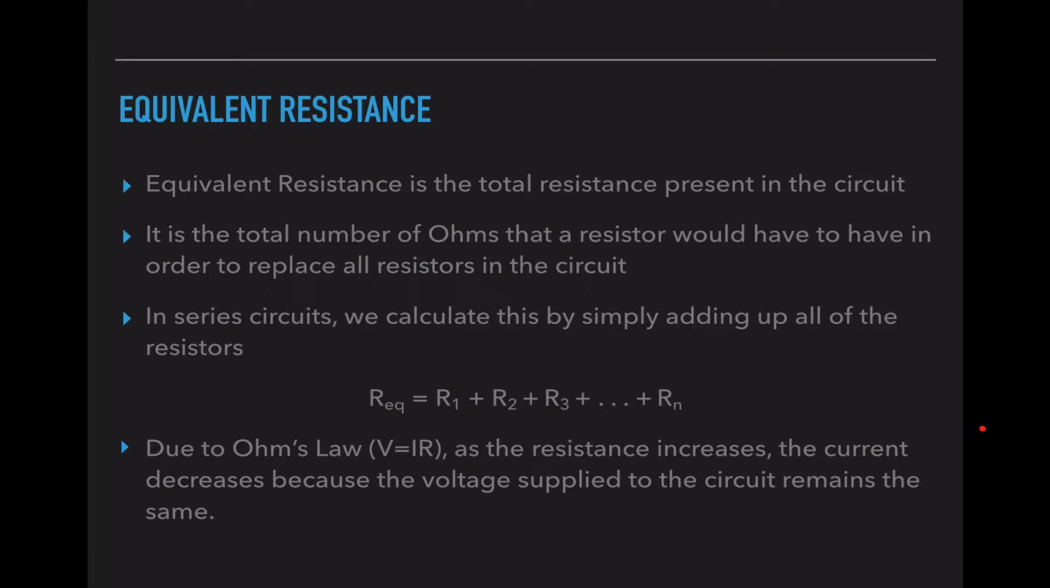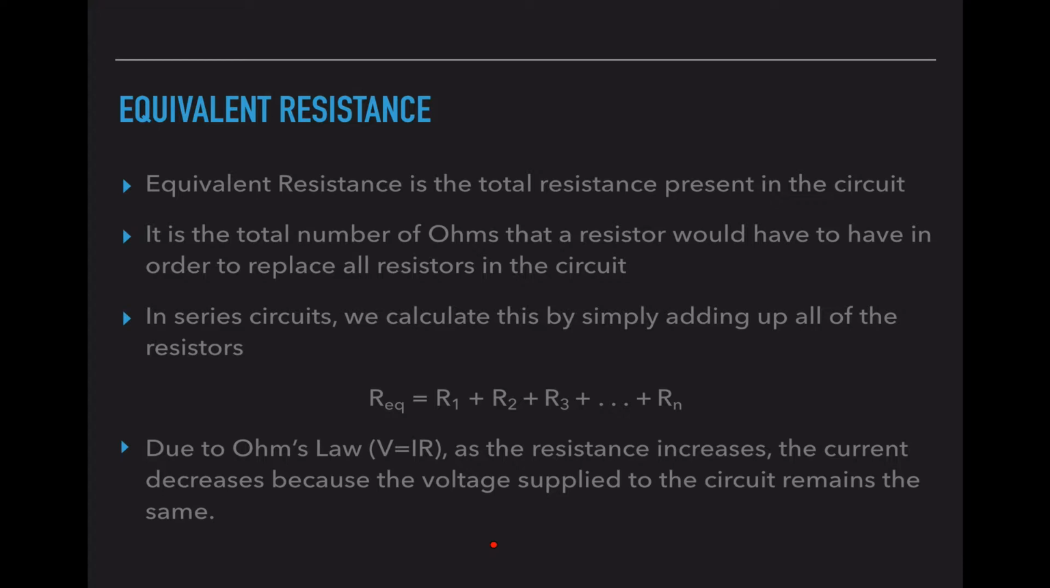So if there are 5 resistors, how many ohms must one resistor have to replace all 5? In series circuits, we calculate this by simply adding up all of the resistors. So this equation, Req is the equivalent resistance, is equal to R1 plus R2 plus R3 plus all of the resistors until we get to the last one. So this Rn just means that we can add 7, we can add 20, we can add 3. It doesn't matter.